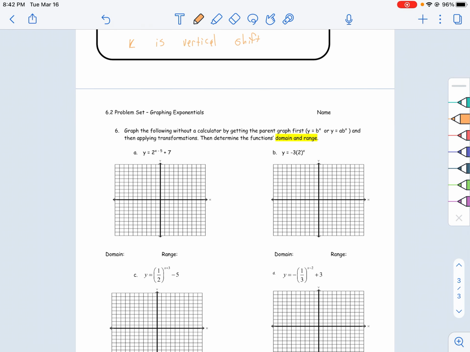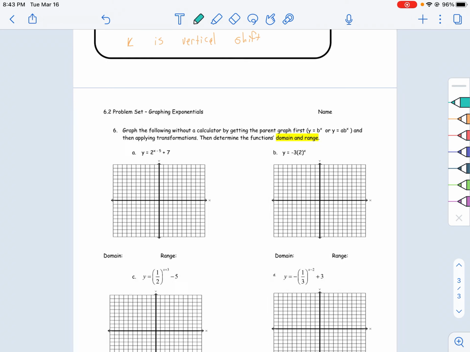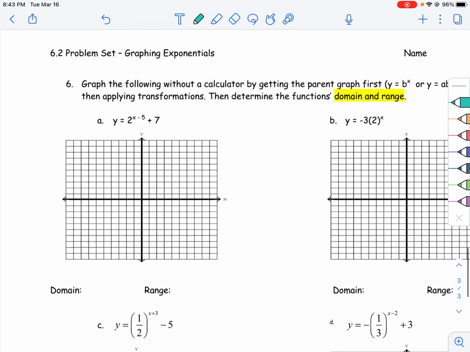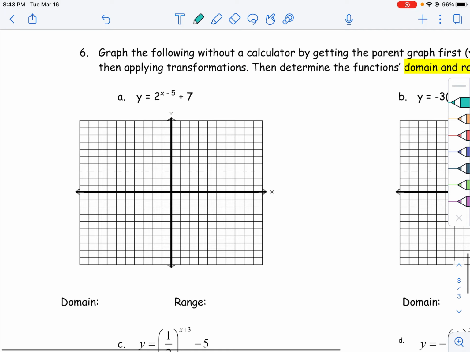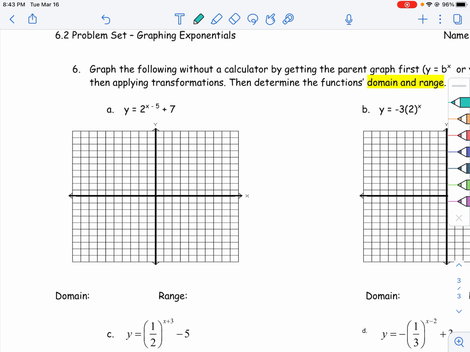So it says graph the following without a calculator by getting the parent function first, which you can either consider y equals b to the x, or y equals a b to the x, and then apply the transformations. So let's take a look at y equals b to the x first. Well, I guess this one doesn't even have an a value. So we need to get a parent function of y equals b to the x. So that's x, y, right? We've actually already done 2 to the x.